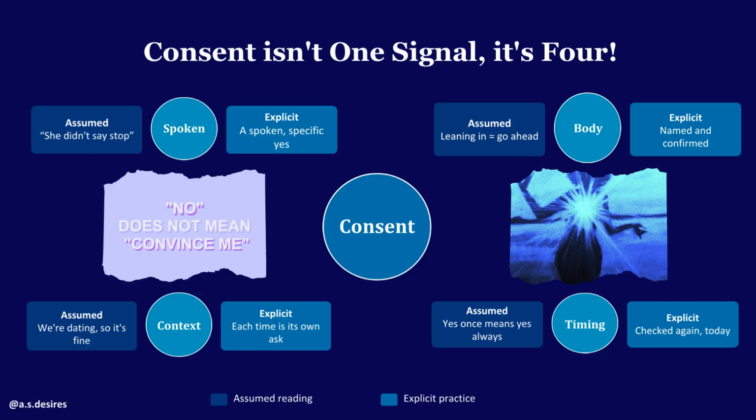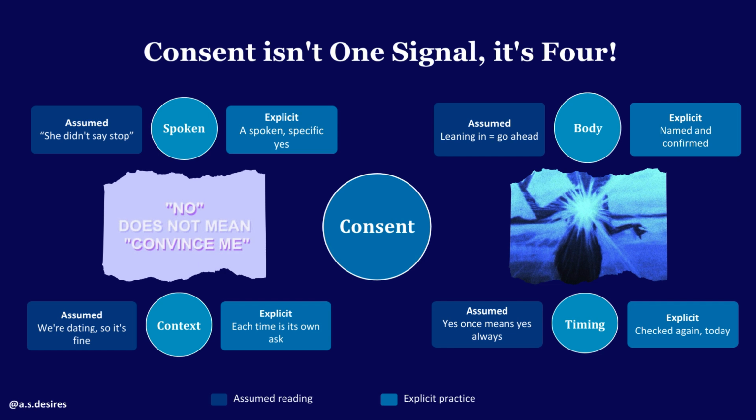When I try to explain consent, I think it's really helpful to picture it as not just a single signal, but four. These are signals that you work in combination with one another to recognize and read the situation. So to begin with, spoken. The assumed version is something like, she didn't say stop, treating the absence of an objection as permission. The explicit version replaces that with an actual spoken, specific yes.